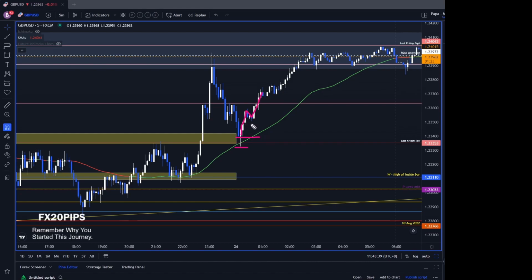Because it didn't even break above this high here. It's just a minor low. But then if you want, you can move your stop loss to here. Okay, that was yesterday's trade. I'm just trying to explain that to you.